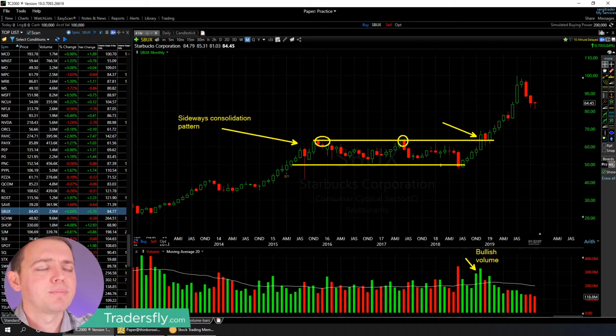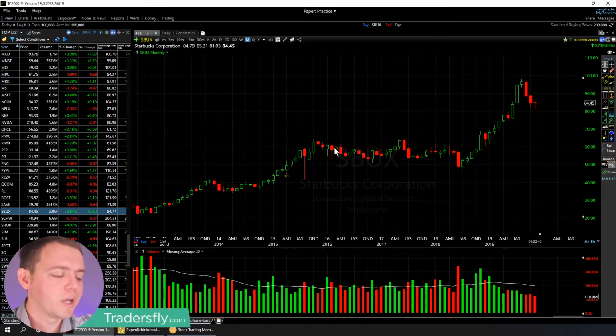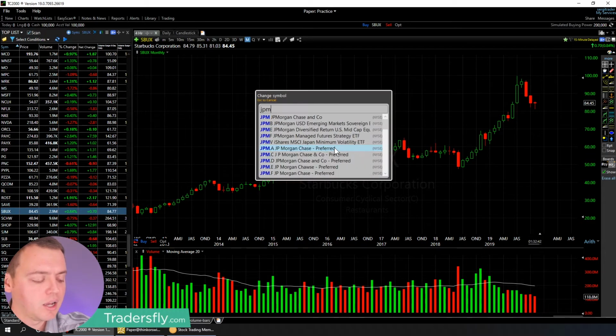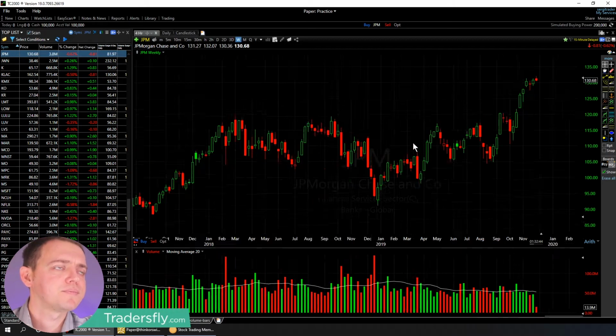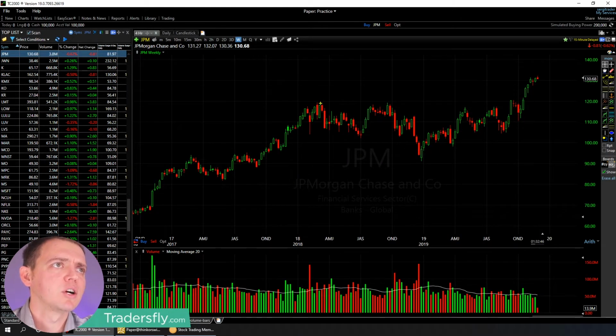And then the stock continued to power higher. So anyways, sideways, pausing, and then it continued and moved forward. So that's one quick example of a sideways pattern. JP Morgan as well here. So if you take a look, here is a sideways pattern. So notice a couple of these points right there that kind of hit resistance.